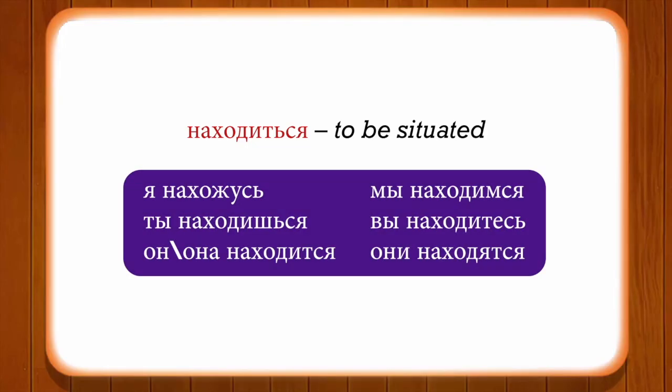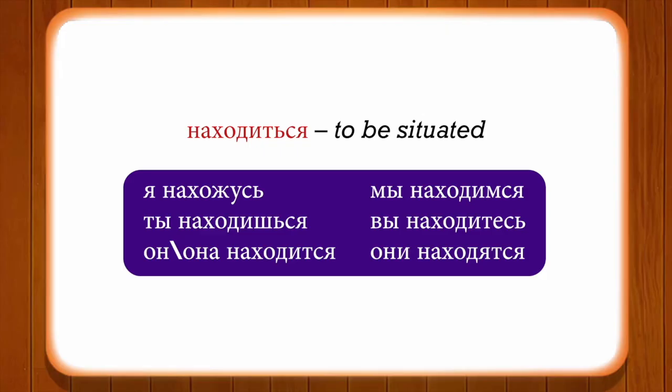Here you can also pay attention to this verb находится, which we have used in a conjugated form. Please pay attention to the conjugation of this verb находится while I conjugate it for you. Я нахожусь, ты находишься, она находится, мы находимся, вы находитесь, and они находятся.